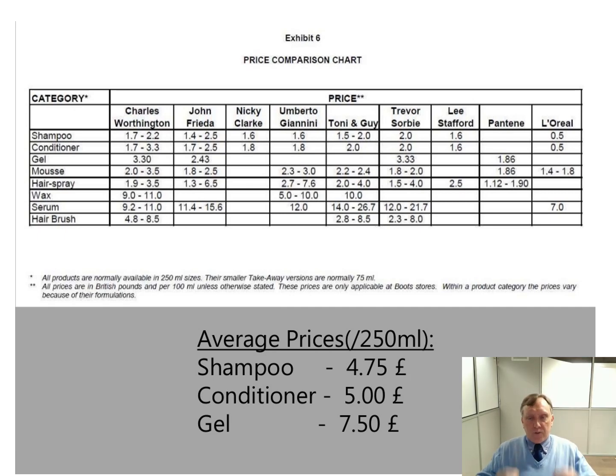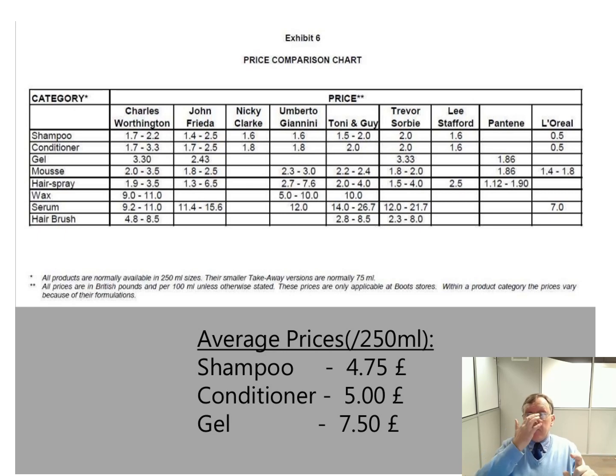Right, I have to go through this quite carefully. Here we have the particular category. Here we can see the prices effectively of the competition that is there with shampoo, Charles Worthington, John Frieda, Nick Clark, etc. So the different prices. Obviously, the first thing that we're looking at here is the prices of all of our competitors on each of those products. So shampoo, conditioner, gel, mousse, hairspray. Now these obviously are just hair products, which is a very small part of the overall things.